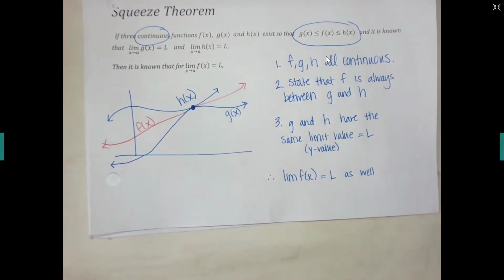Okay, the limit for F would have to equal that same L as the other two. Okay? So go ahead and turn to the last page of your examples. We're just going to hit 2 of these. Okay, we'll start with number 11.